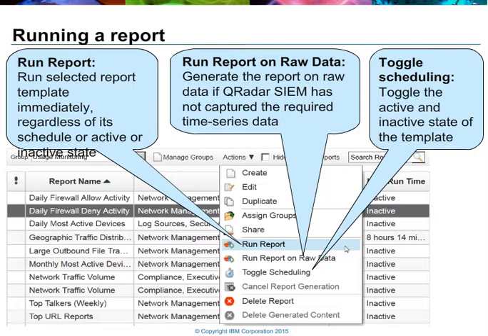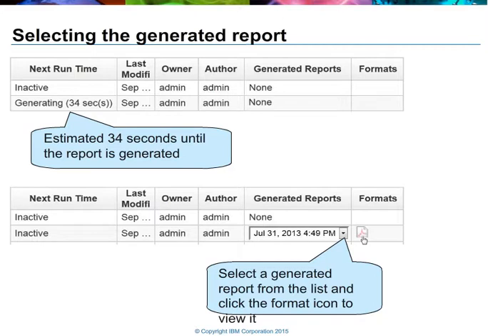You can also select Toggle Scheduling, which will toggle the report either on or off, or active and inactive. Once a report has been toggled to active, it will run at the next scheduled time. The Next Run Time column will be an indication of whether or not that report is actively generating. You may see the message Generating and some type of timer. This will be an indication of when the report will be available for perusal.